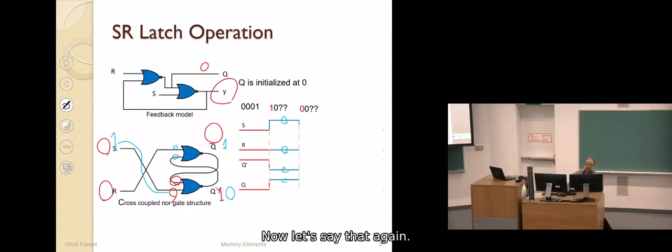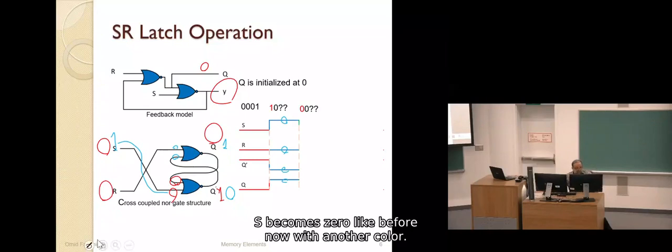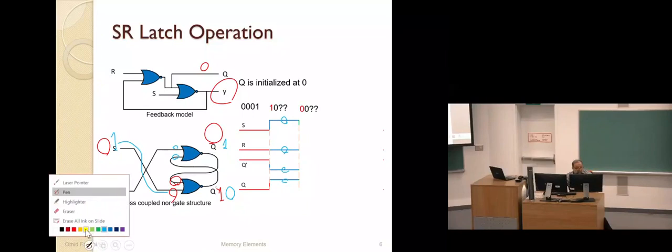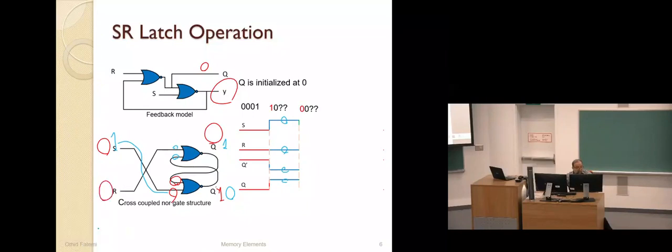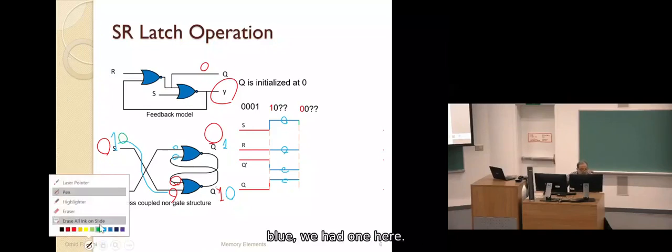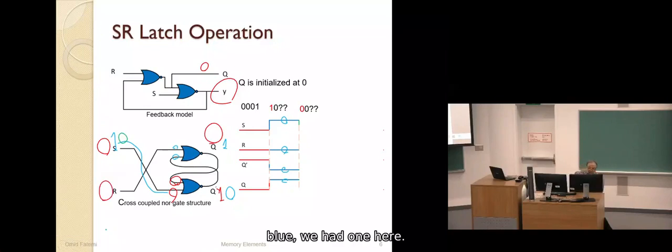Now let's say that again S becomes 0 like before. So now with another color. So now S becomes 0. What was here? I should have written it in blue. So blue. We had 1 here. So this is 1 now. And we have 0 here. Okay.